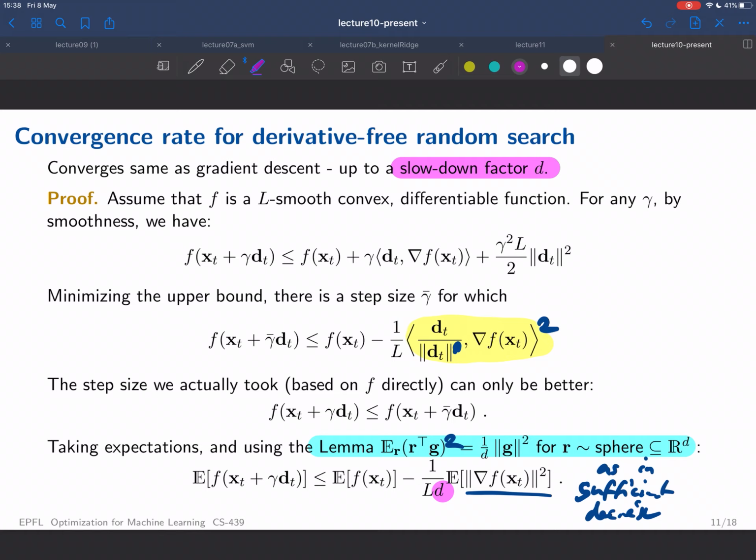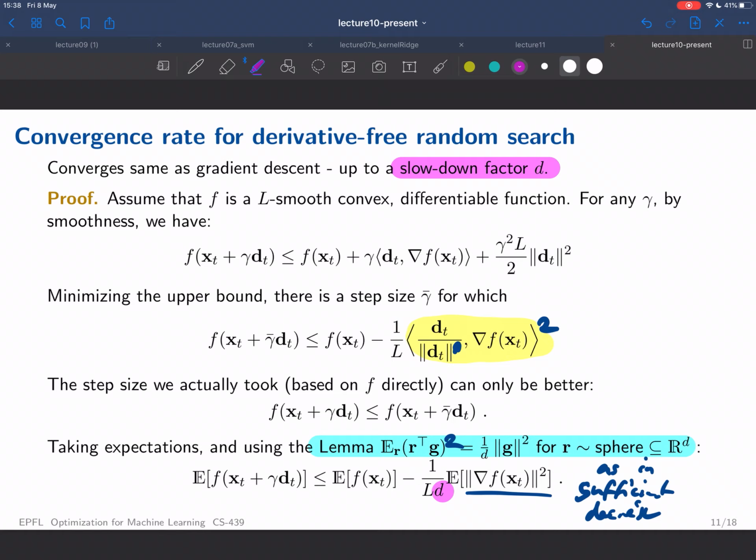Now we can get a very similar result, basically the same result but multiplied by D, it's D times worse, for random search, which is quite nice. So even without gradient, we can very much benefit from our understanding of gradient methods. This is for convex, but you have already seen that the sufficient decrease holds for non-convex optimization as well.